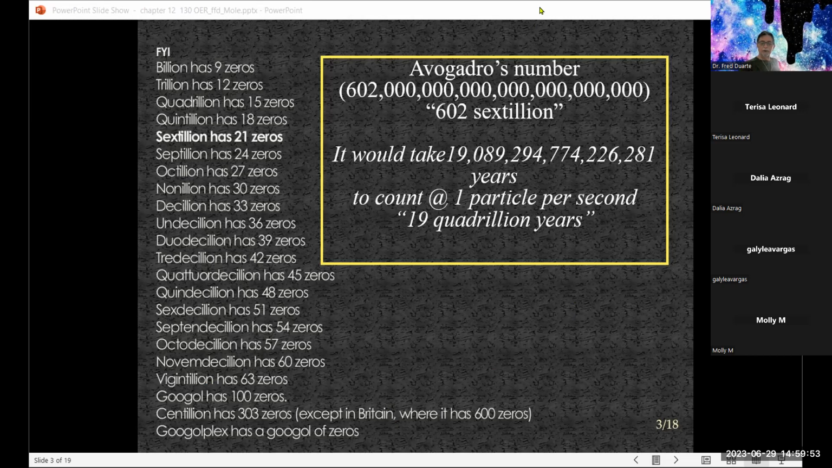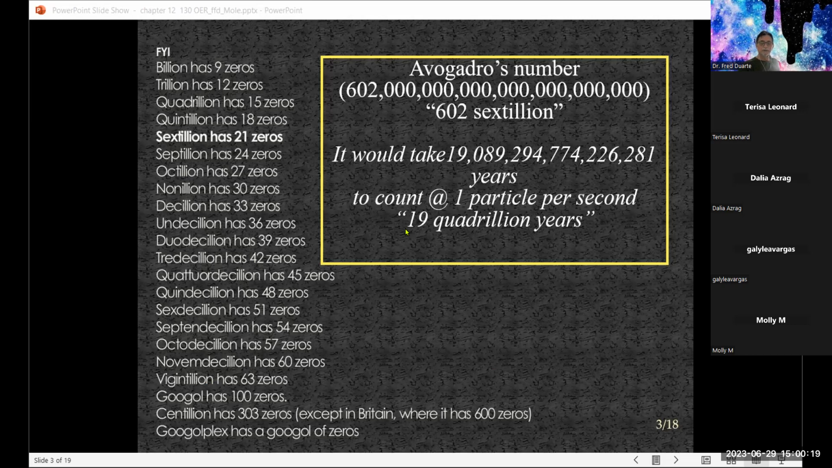And a good way to look at it, if you were counting 1 particle per second, that's your rate, that's your frequency. Okay, 1 particle per second, you go 1, 2, 3, 4, 5, and you count until the end of Avogadro's number. Well, guess what? It's going to take 19 quadrillion years to be at the end of that number. That's how big that number is.